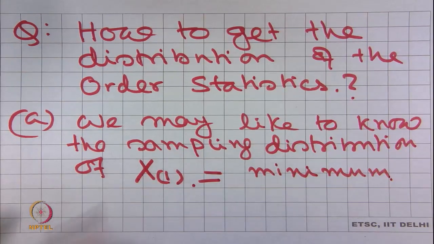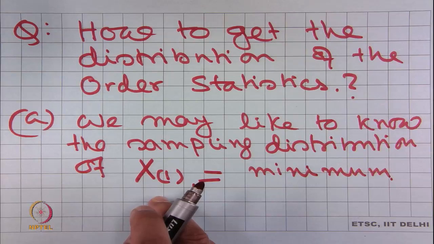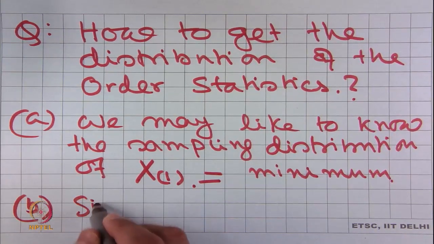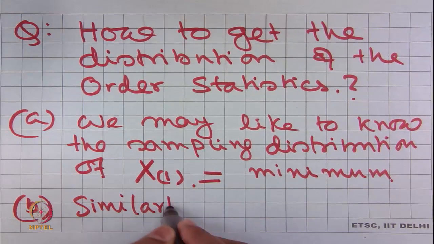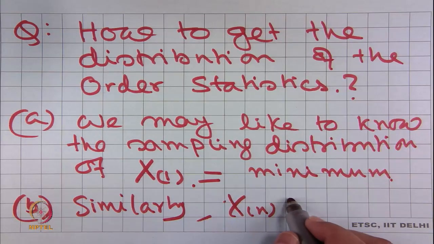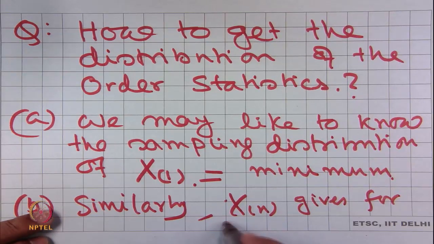Therefore, if we get the distribution of X_1, the first order statistic, then we can infer about the distribution of the minimum of the sample. Similarly, X_n gives the distribution for the maximum.